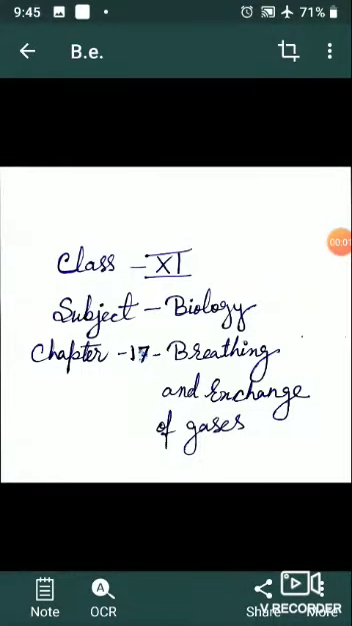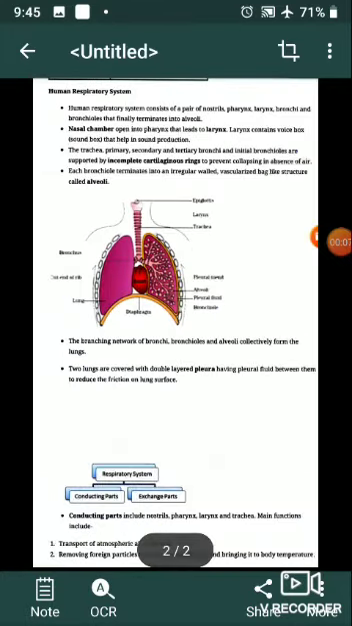Morning everyone. Class 11, subject biology, chapter 17, breathing and exchange of gases. Let's begin. Human respiratory system.